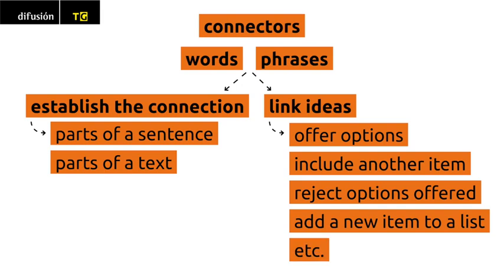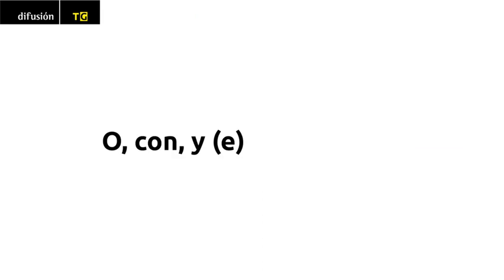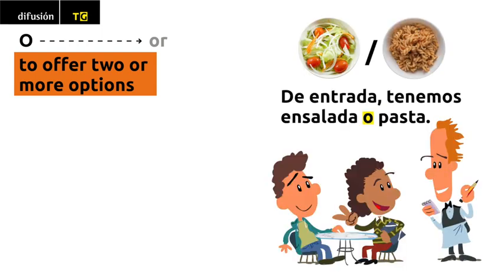In this tutorial, we will learn some of the key connectors in Spanish, along with examples of how they are used. O, con, y, e. We use o to offer two or more options. It is like or in English. De entrada, tenemos ensalada o pasta.